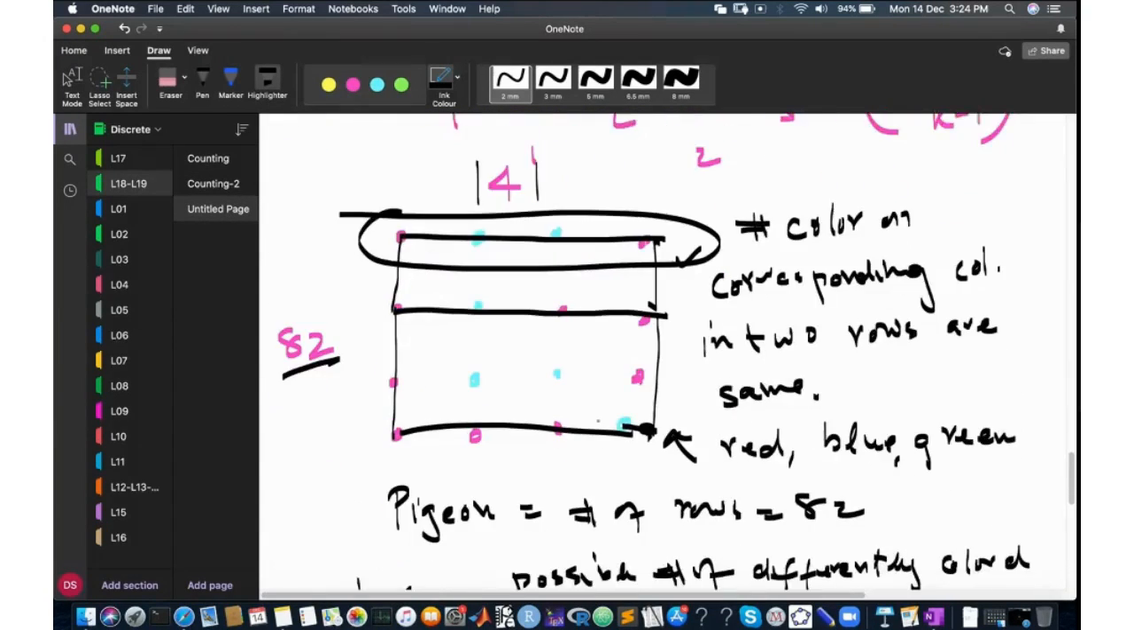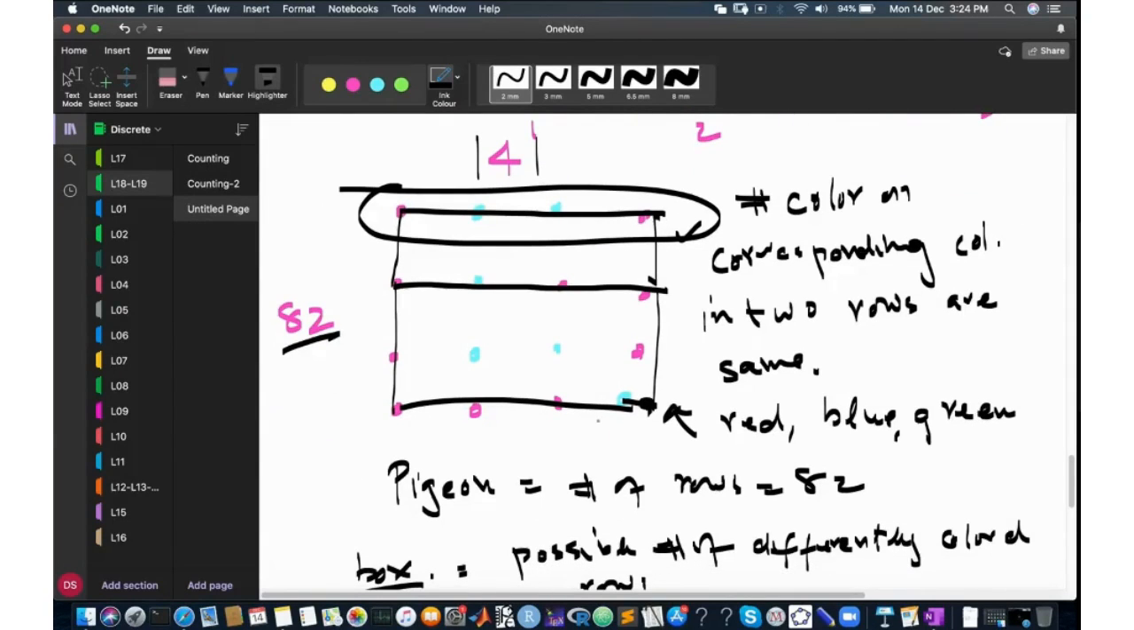So this was the problem. Okay, so you have a grid of 4 by 82, where each point is colored either red or blue or green. Okay, and the statement says that there exist at least 2 rows where colors are exactly the same. Okay, that's the statement.